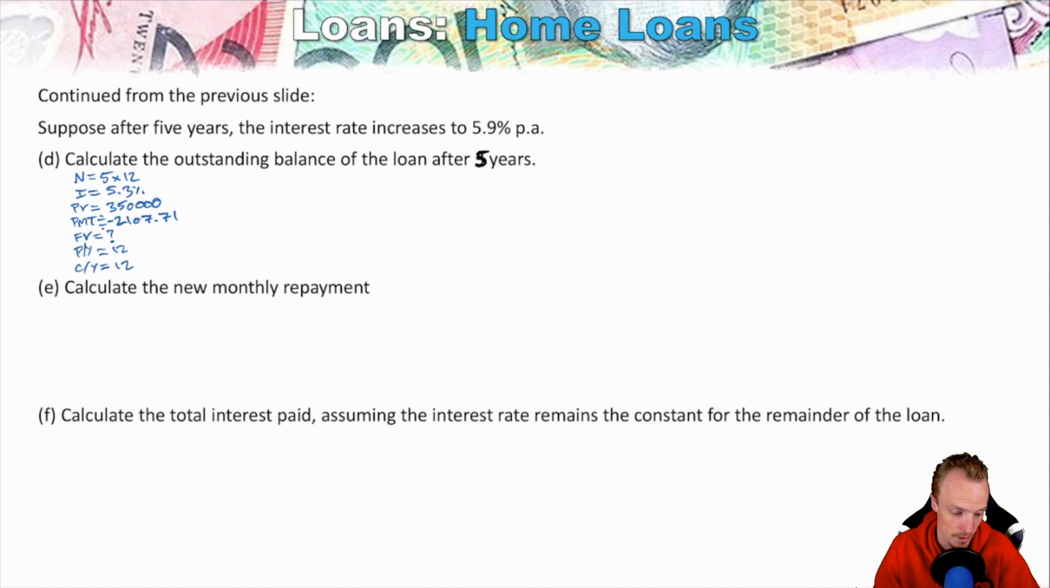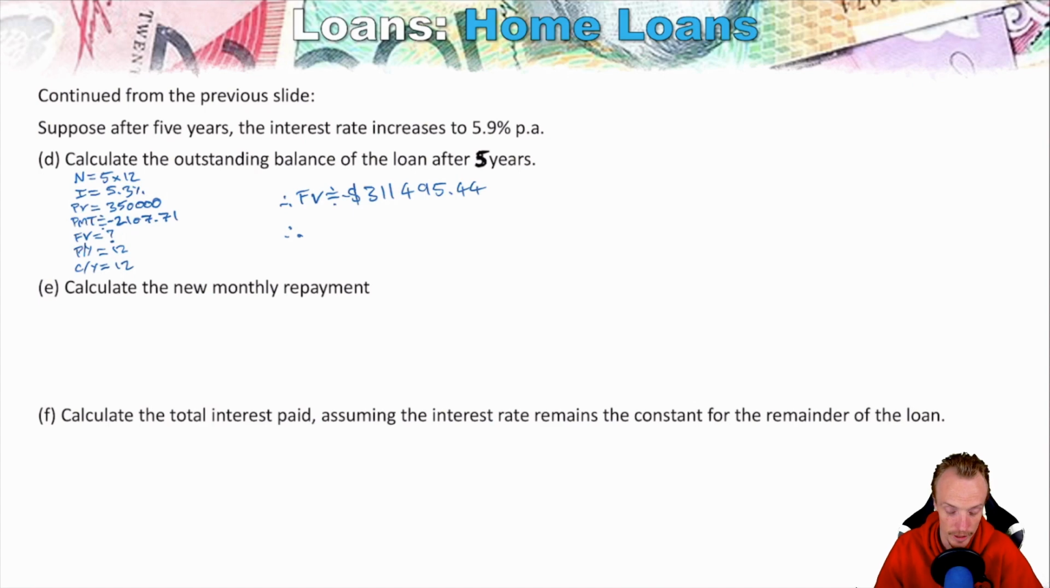We're after our future value here. So our future value is approximately, so it's a negative $311,495.44.